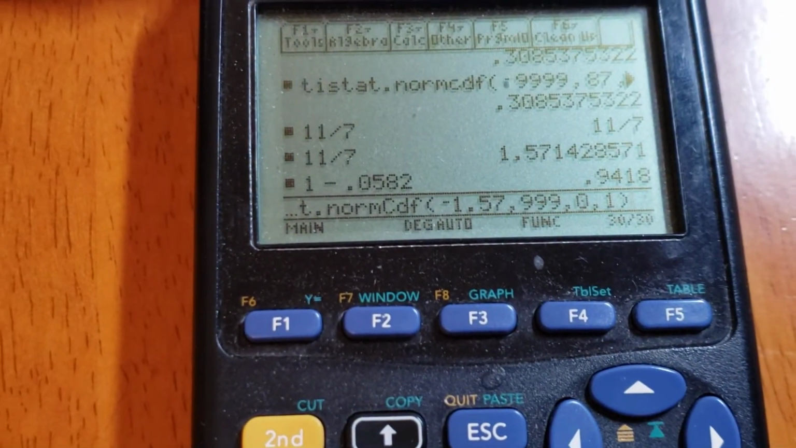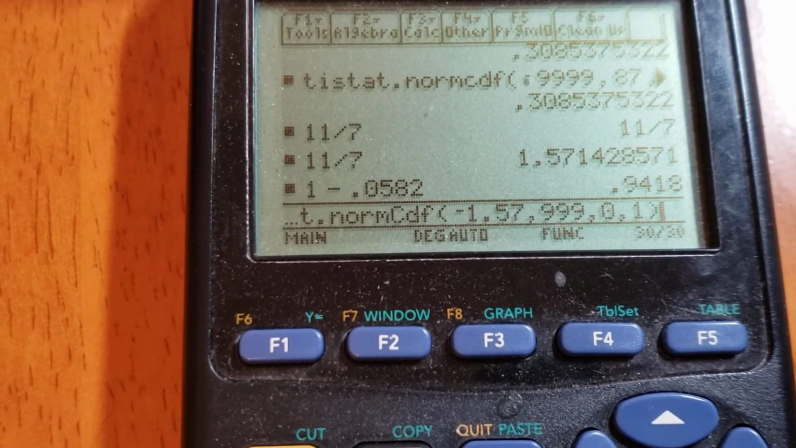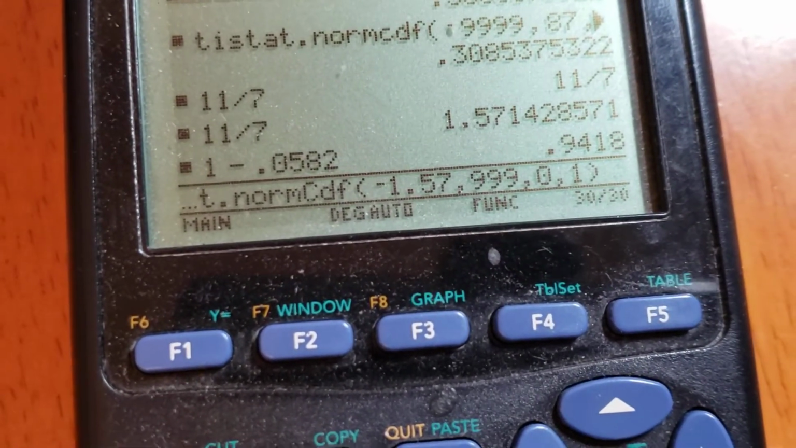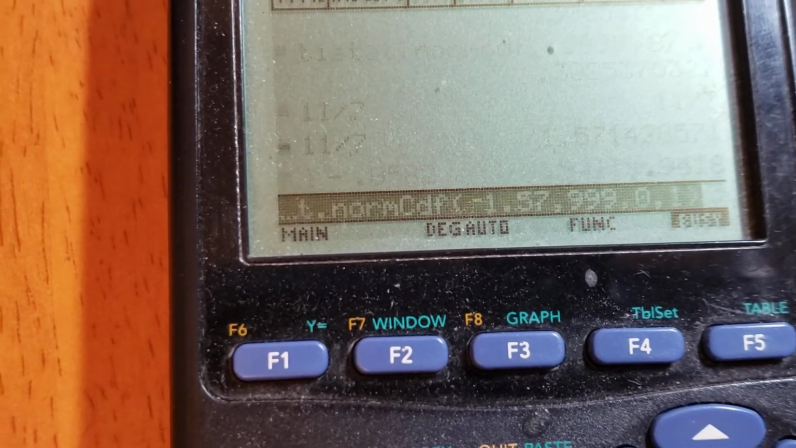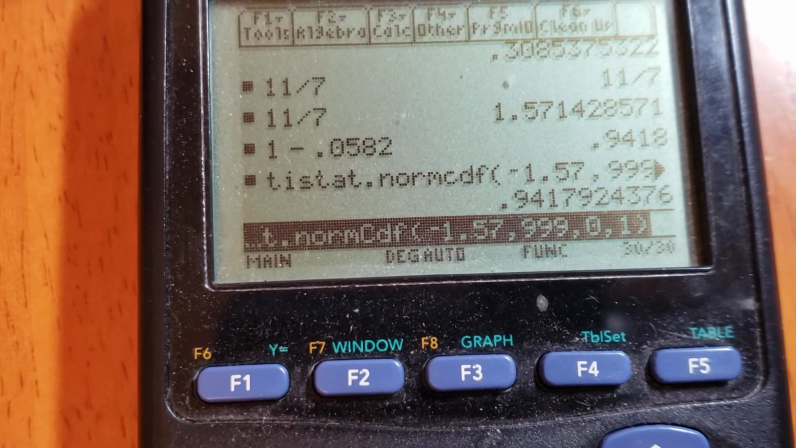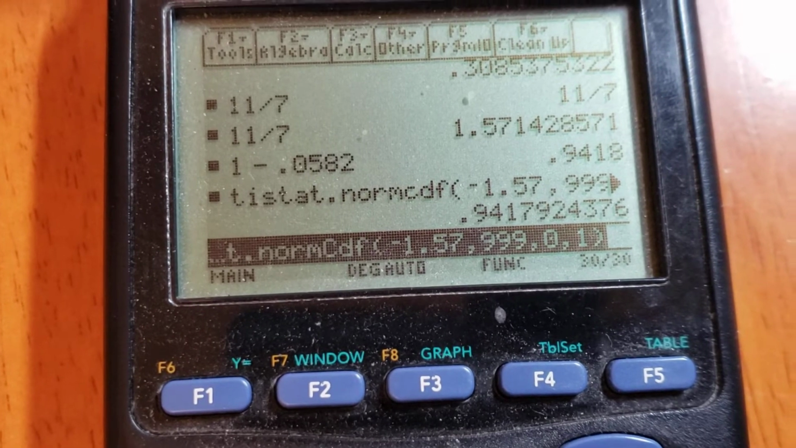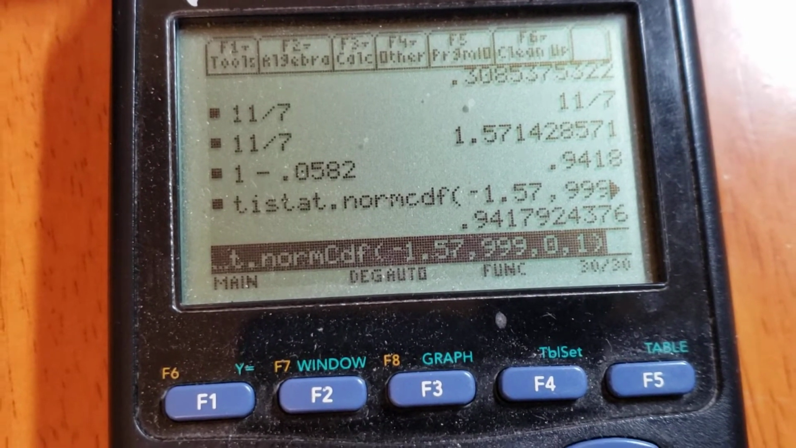Okay, so on my normal CDF on the calculator, this is at and above. So notice my low end is the -1.577. I'm going up to a high end of 999. There's my 0 and the 1. We should see that come up. Oh, there's 0.94179. That rounds to my 0.9418, which you can see I subtracted a minute ago on this calculator.